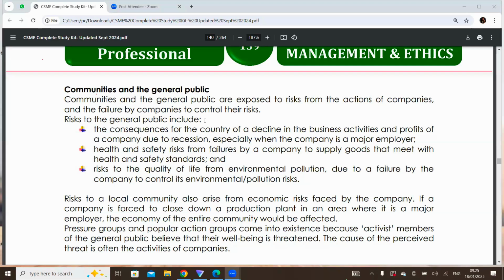Okay. Continue. So the first one is that there may be a decline in business activities, and because of that, when a company is a major employer, imagine that we're closing down in Nigeria today. There are so many people that will be affected by it, just in terms of employment. And then we have health and safety risks: if a company can no longer meet a certain quality of production, it may impose health and safety risks on us, the consumers that are consuming these things. And then the third one is quality of life due to environmental pollution.